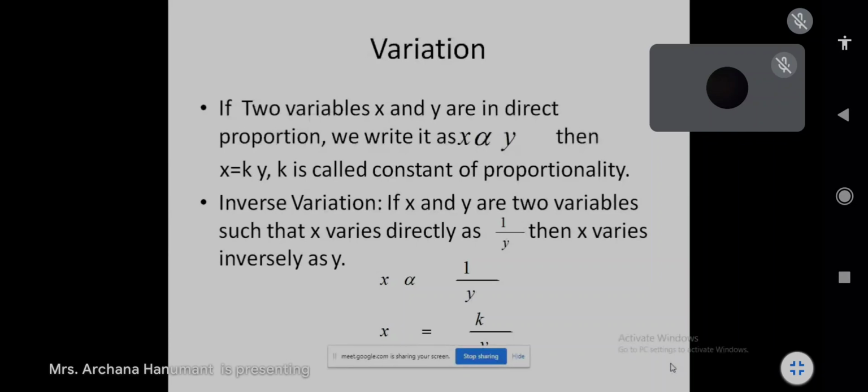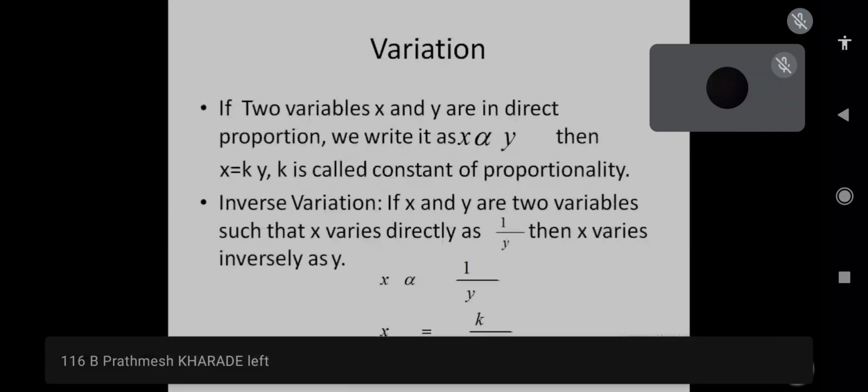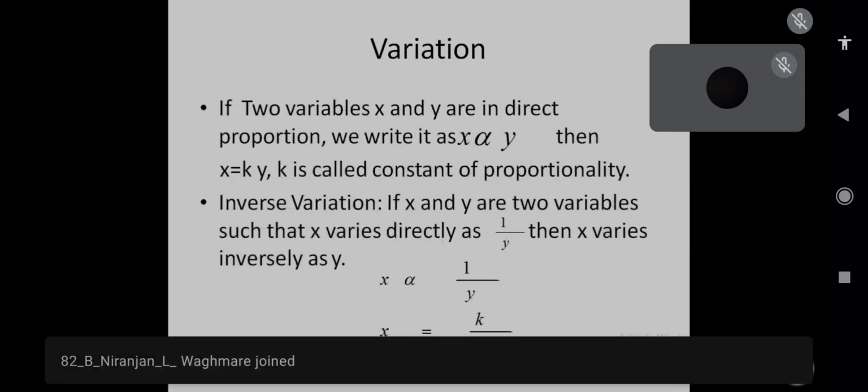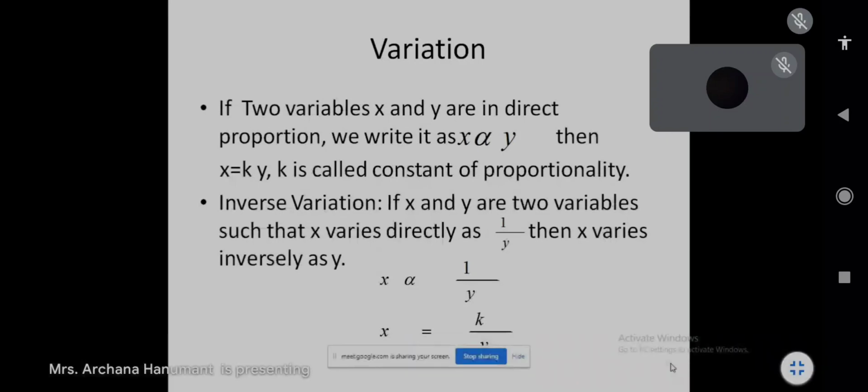If two variables x and y are in direct proportion, then we write x is proportional to y. So x is equal to k into y, and k is called the constant of proportionality. The next type is inverse variation. If x and y are two variables such that x varies directly as 1 upon y, that means x is inversely proportional to y, then x is equal to k divided by y. This one is a variation.